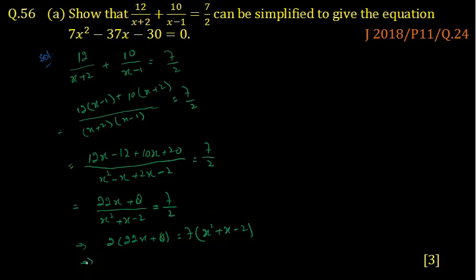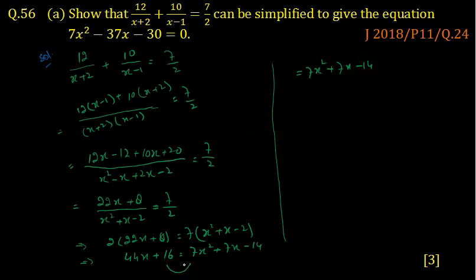Now when we open the bracket, we must multiply the number outside the bracket. So 22 multiplied by 2 becomes 44x, and 8 multiplied by 2 is 16, and 7 multiplied by x square plus x minus 2 is 7x square plus 7x minus 14. Now we have to arrange these terms.